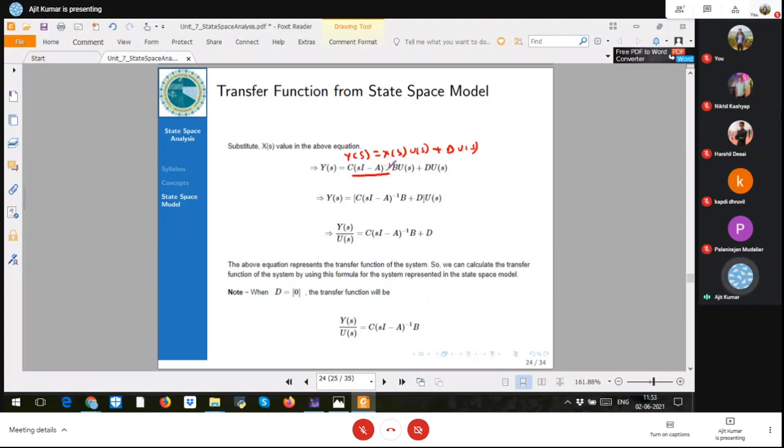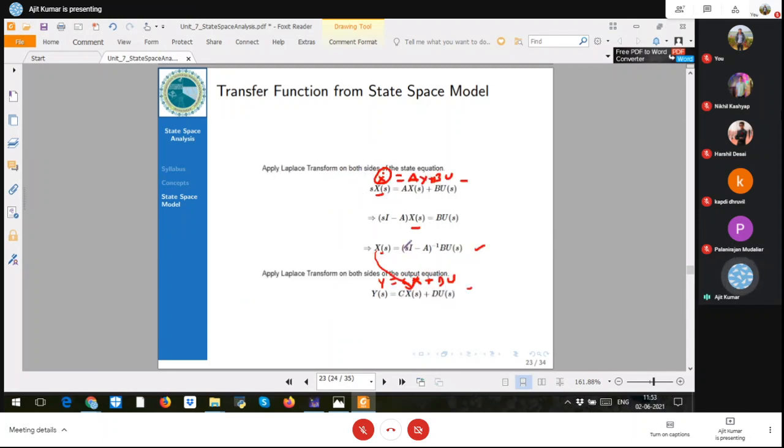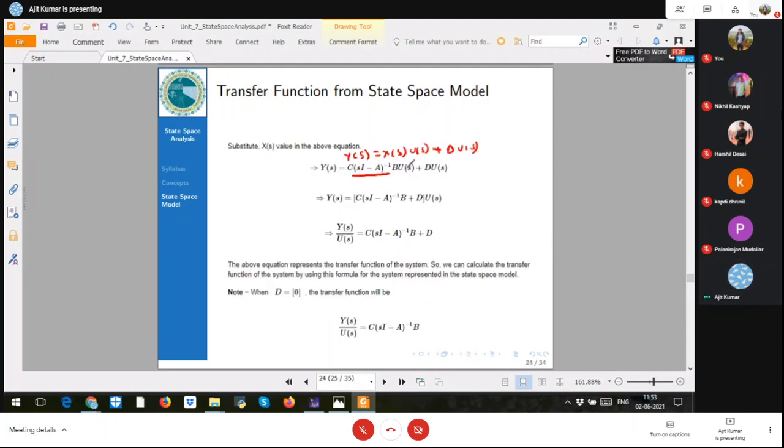So I have replaced this X(s) with this equation here, whatever I had, and essentially it's C times (sI minus A) inverse B times U(s) plus D times U(s). So your Y will become finally, if you take U as common, C (sI minus A) inverse B plus D, times U(s). So Y(s) by U(s), essentially the transfer function is always a ratio of output to input. So Y(s) by U(s) will be this.